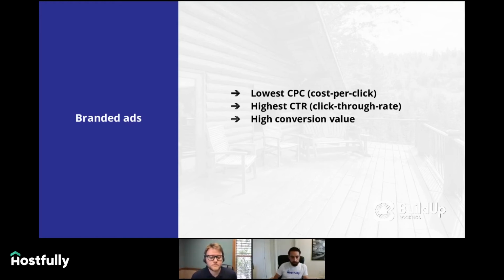And correct me if I'm wrong, Conrad, but to figure out how much branded search traffic you're getting, you can use Google Search Console or Ahrefs or another SEO tool like that. But I think Google Search Console is free, and you can see, are people searching for my branded company?